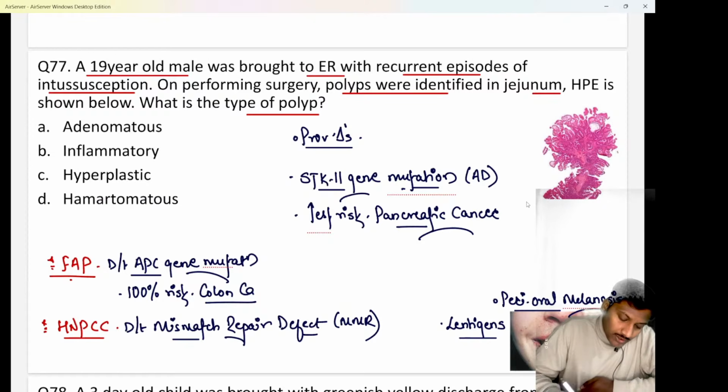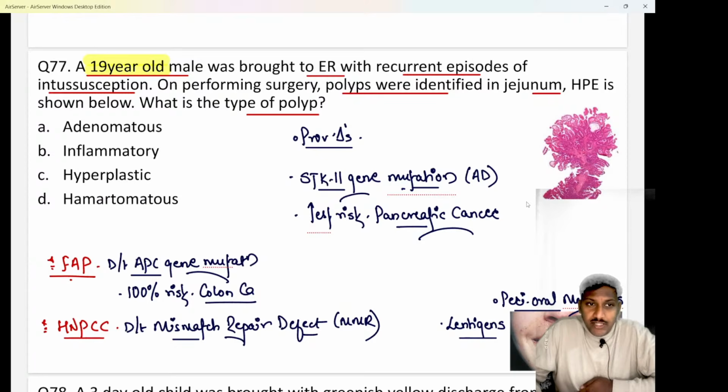First is, we know a teenager or an adolescent patient is coming to you. Secondly, that patient is having recurrent episodes of intussusception, and when we tried to find out the cause of intussusception, we were able to find out a polyp. We know primary intussusception happens due to hypertrophy of Peyer's patches, right? Primary intussusception in children less than 2 years of age happens due to hypertrophy of Peyer's patches in the ileocecal junction. But secondary intussusception happens due to problems like polyps or tumors, right? So here there was a polyp in the jejunum of the patient, and histopathological examination of the polyp is shown.